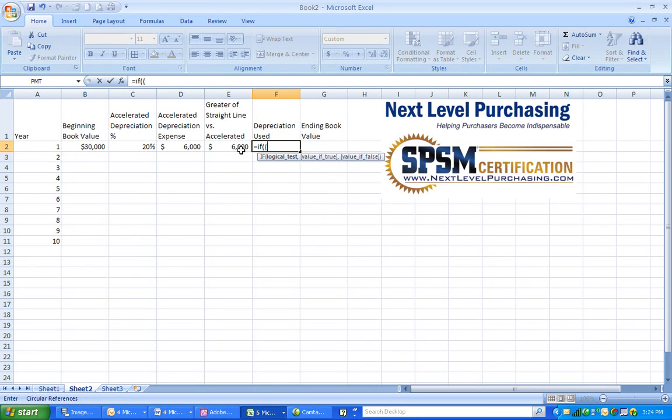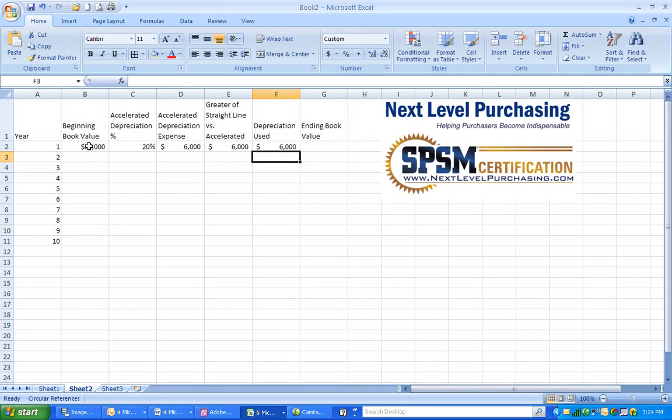So if the beginning book value minus the greater of the straight line versus accelerated is greater than the salvage value, which is $5,000, then you would simply use the greater of the straight line versus accelerated. However, if it's below $5,000, then you would use the difference between the beginning book value and the salvage value, and I'll type that in.